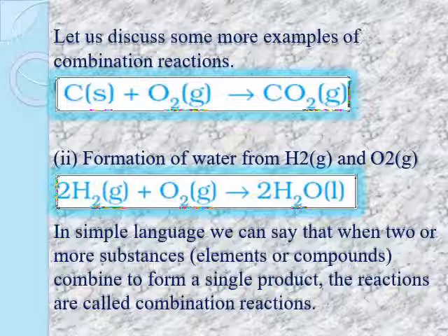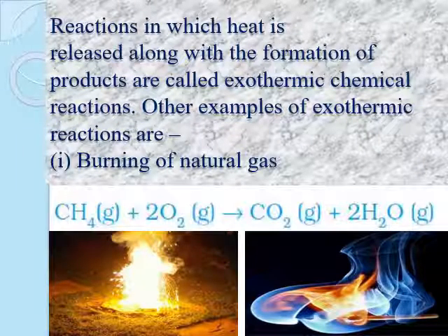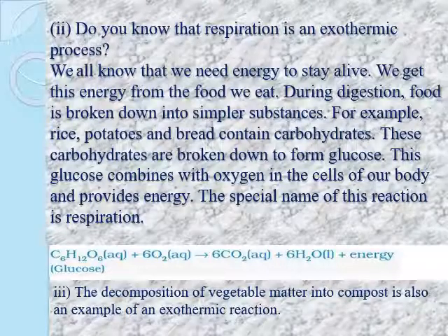These are also combination reactions: carbon plus oxygen gives carbon dioxide, hydrogen plus oxygen gives water. So simple compounds or elements combining to form a larger compound, a single product, is known as a combination reaction. In certain reactions, heat is released along with the product. This type of reaction is known as an exothermic reaction. For example, burning of natural gas, CH4, in oxygen produces carbon dioxide and water, and heat and light along with the reaction. That is known as an exothermic reaction.